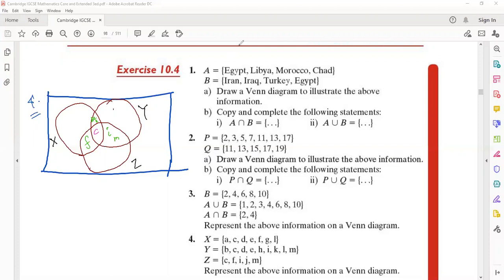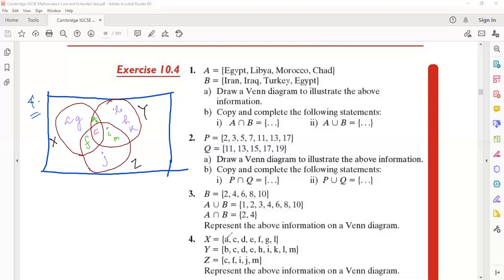Now, tell me what should I write for X? A and G. Now, tell me what should I write for Y? B, H, and K. And for Z? J. Only J. Yes. Okay. I think it's filled. Let's now do a cross check.